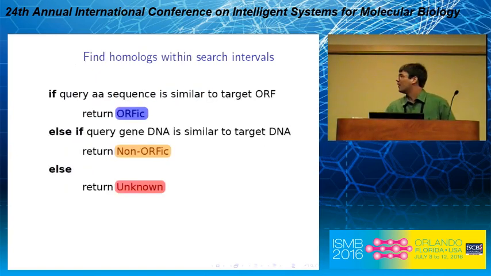Strange. Okay, so once I have these specific search intervals, I can search within them for homologs. So first I look for amino acid similarity of my orphan gene, my protein, against open reading frames in the target. If I don't find any hits there, I search for the DNA sequence against the search interval DNA sequences. If I find nothing there, then I label it as unknown.